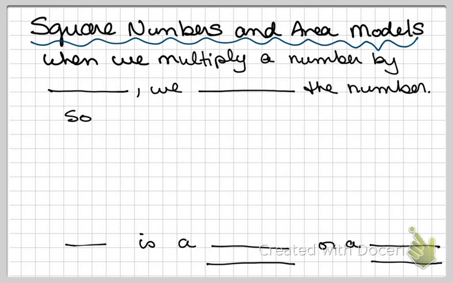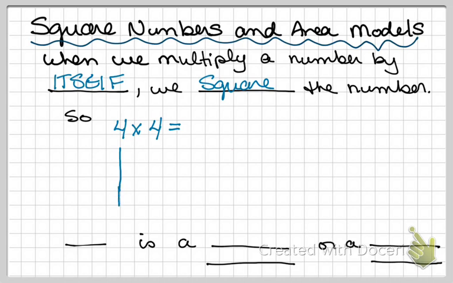So in this lesson, what we want to remember is that when we take a number and multiply a number by itself, what we're doing is squaring the number. That means if we have the number 4 and we multiply it by itself, 4 times 4, we are squaring that number.